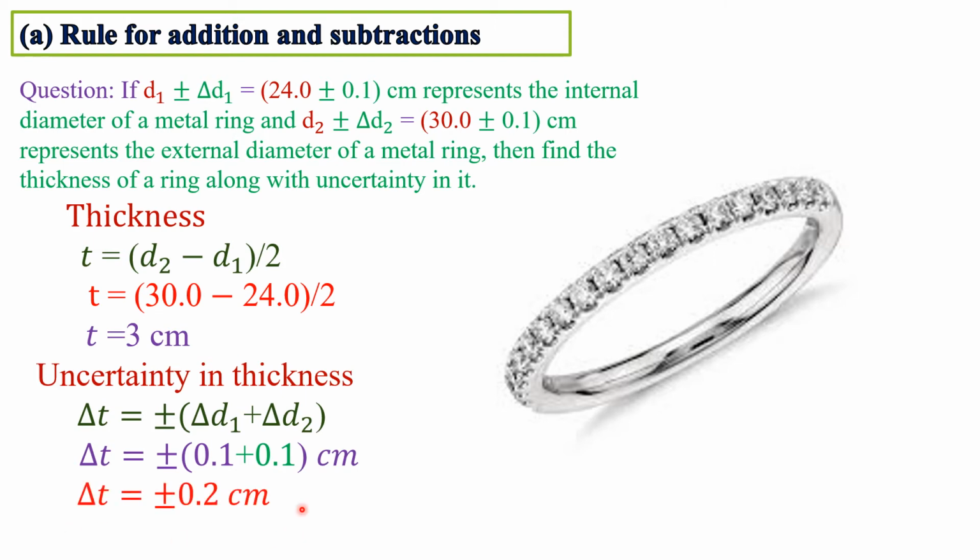We write the final answer with uncertainty. So our final measured value is T, the thickness of this metal ring, plus minus delta T, the uncertainty in this thickness, that is equal to 3 plus minus 0.2 centimeters. 3 is our measured value, that is the thickness of this metal ring, and plus minus 0.2 is the uncertainty in this measured value, that is delta T. So whenever we write the final result, we write uncertainty with it in this form.